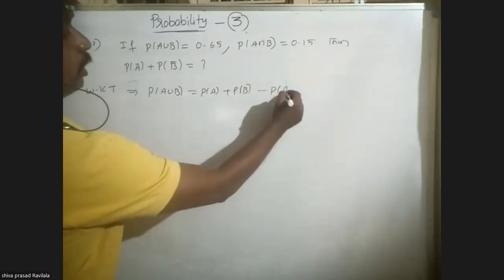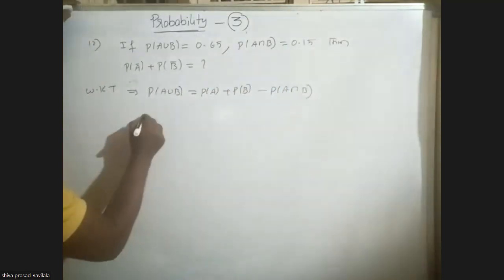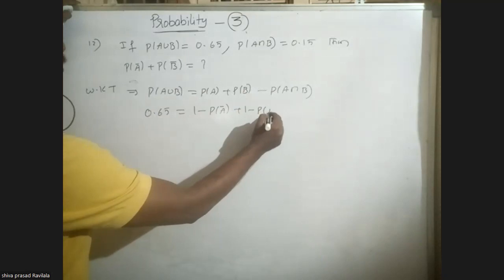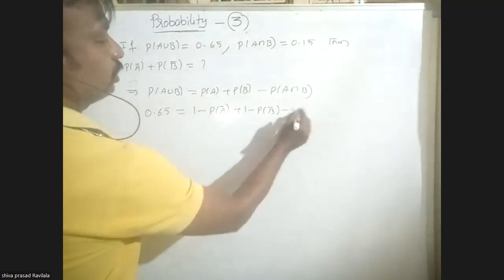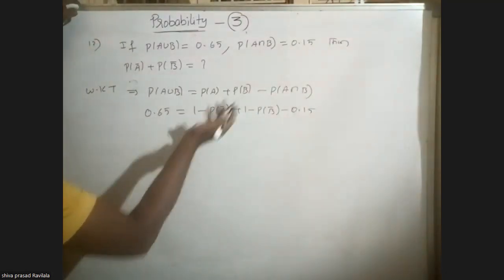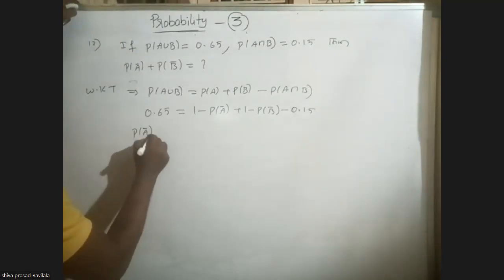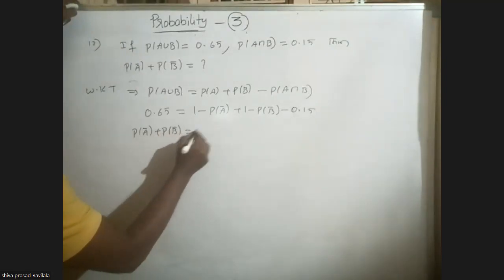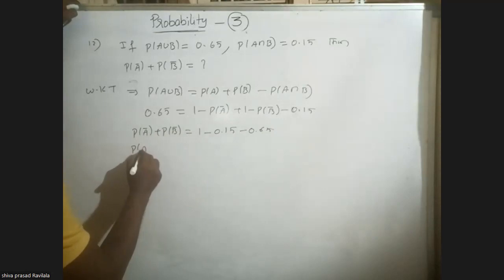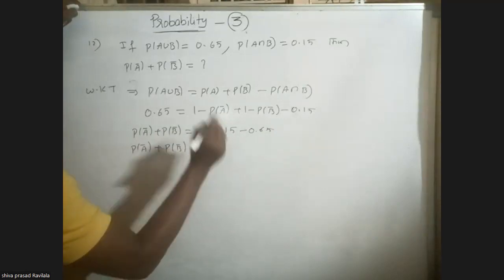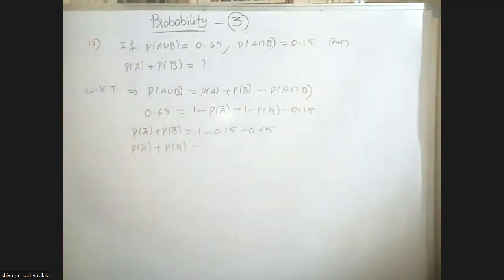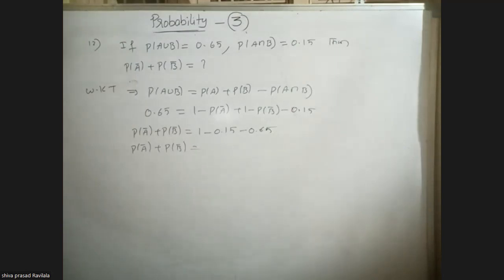Did you get the answer? Right, very good. A union B is equal to 0.65. Probability of A plus probability of B minus A intersection B is equal to 0.15. Write down 0.15. These two on the left side, 0.65 on the right side, that is probability of A complement plus probability of B complement, which is 1 minus 0.15 minus 0.65. How much is it? 0.2.